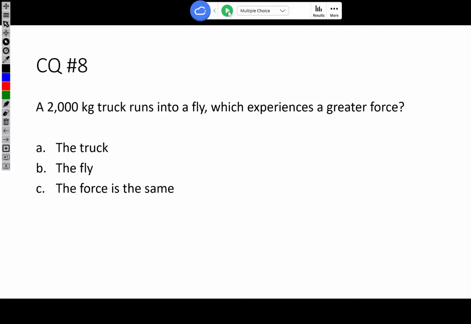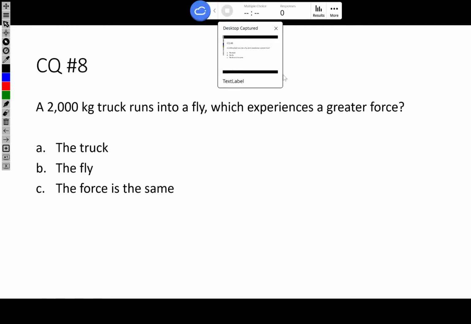A 2,000 kilogram truck runs into a fly. Which experiences a greater force? This is a classic. The truck running into a fly. If you've ever taken a physics class, classic. And people hate the answer. It's always one of those that people don't like.